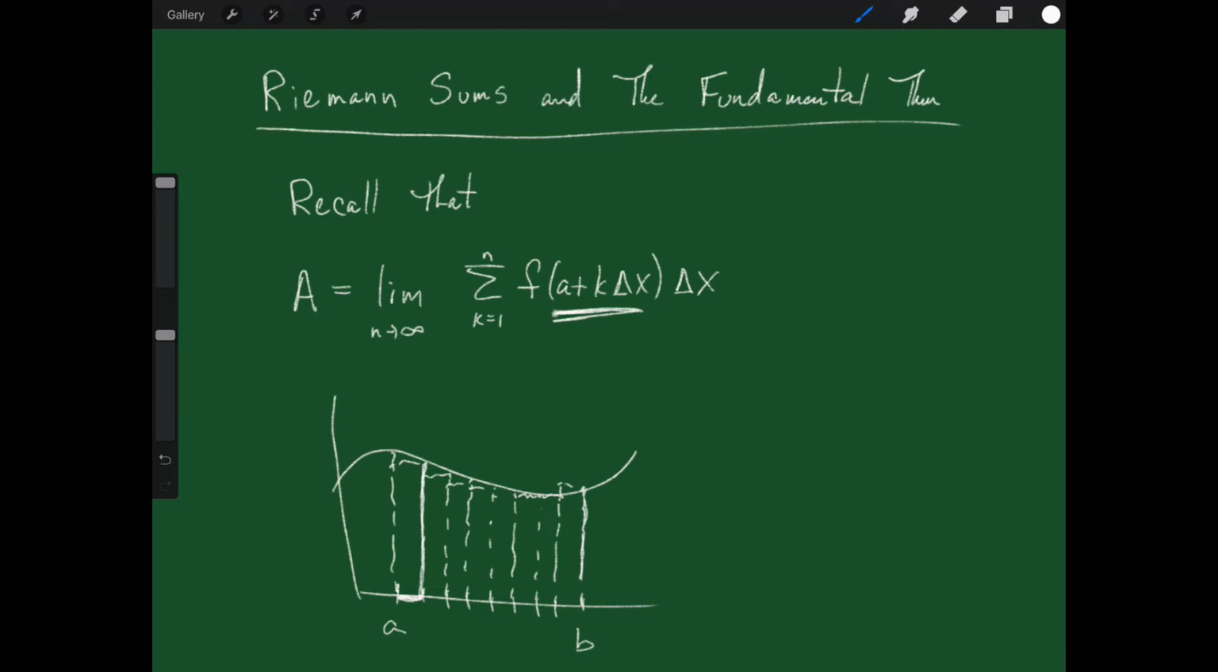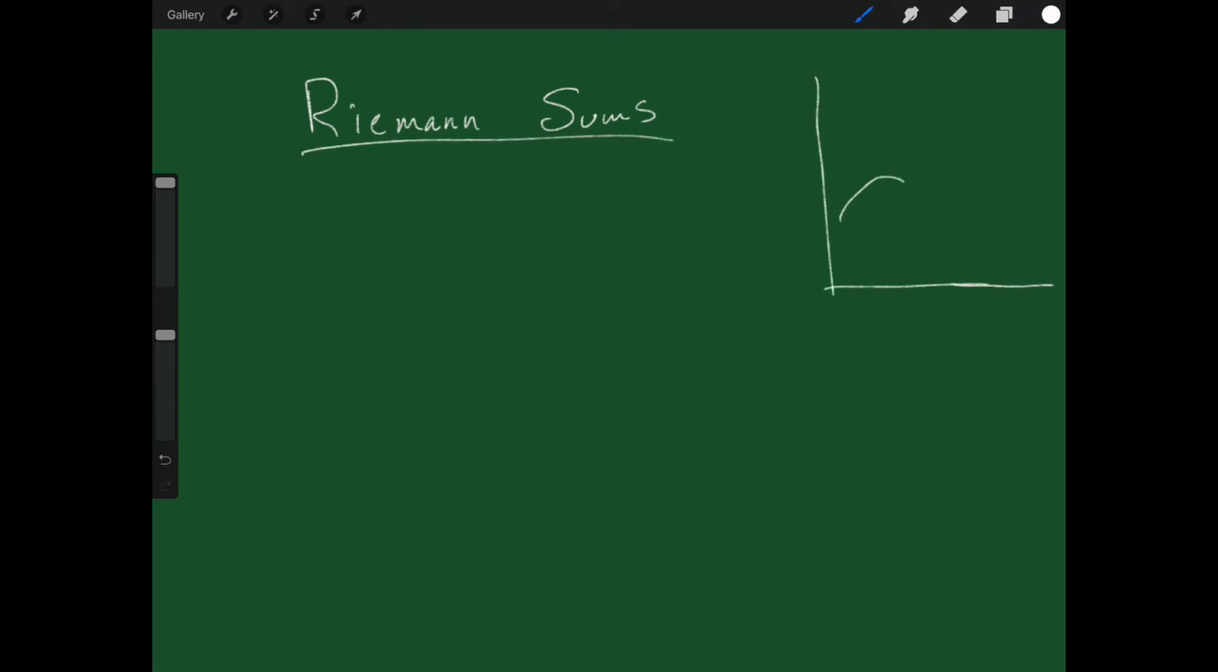So the general way of looking at this is what we call a Riemann sum. So let me talk a little bit about Riemann sums real quick. And this is how it's going to kind of go. We've got a curve over here, and we've got a point A, we've got a point B.